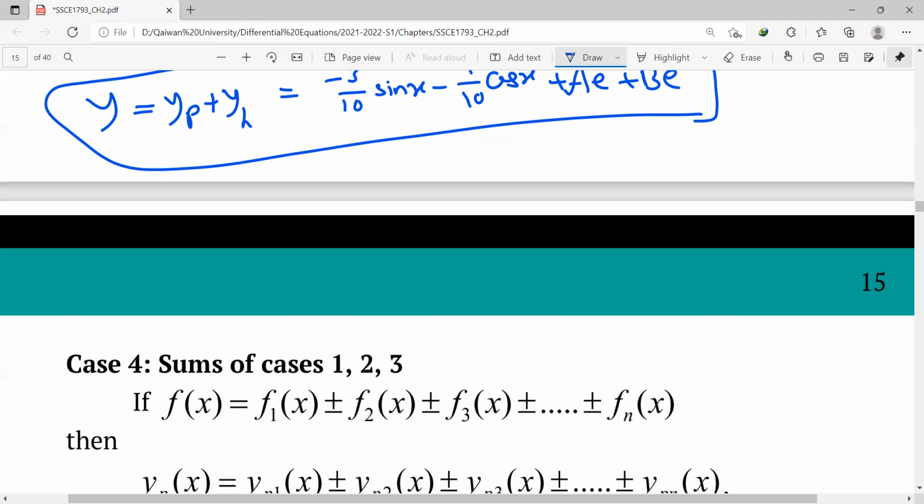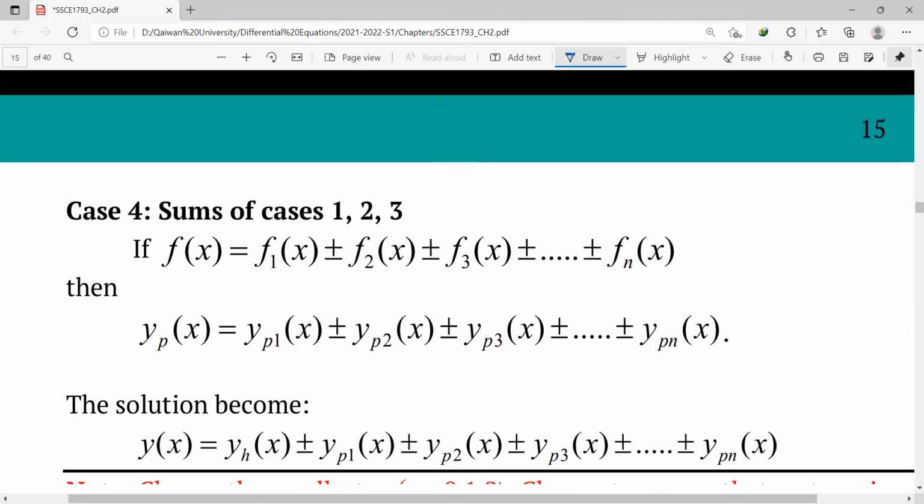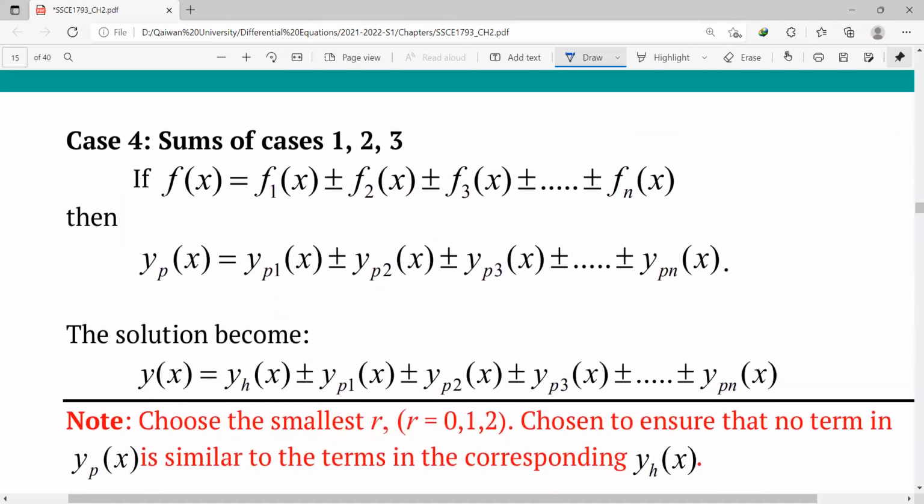After finding the values of constants, we get the particular solution. And we found the homogeneous solution in the first step. We just find the sum of them. That's the result.